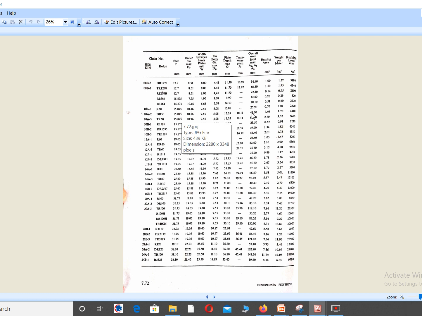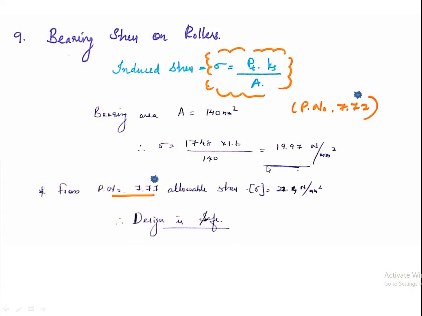Okay, now on extending this one you can see the breaking area as 1.40 centimeter square. So this value we are selecting, that means since it is in centimeter square we are converting it to millimeter square. The value comes to be 140 mm square, right? Okay, so directly substitute those values, you will get the induced stress.